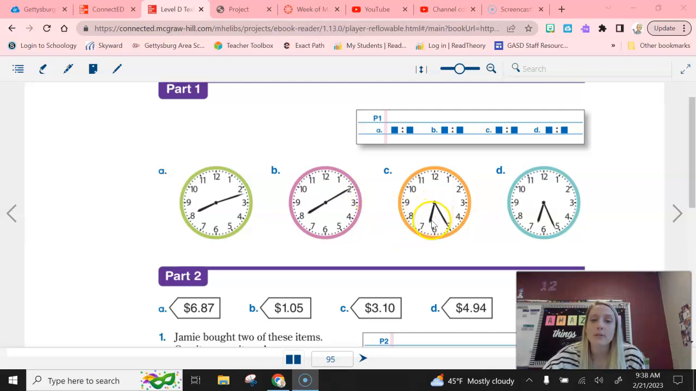C, the hour hand is between 7 and 6. So again, when it's between, we have to go back to the previous hour. So we're still in the 6 o'clock hour. Now let's count the minutes. Starting at 12, we're counting by 5s. 5, 10, 15, 20, 25. It is 6:25. And D, again, we're between the 6 and 7, so we go back to the 6. Let's count by 5s, 5, 10, 15, 20, 25, and we are one more, so one more after 25 is 26. So this would be 6:26.